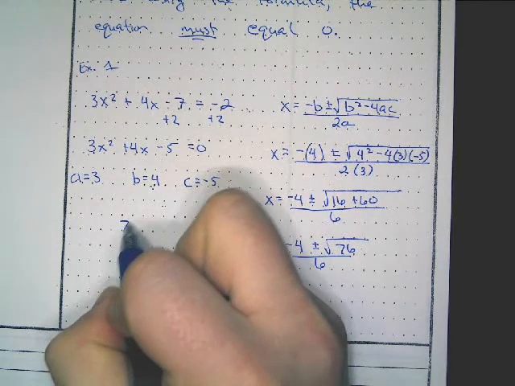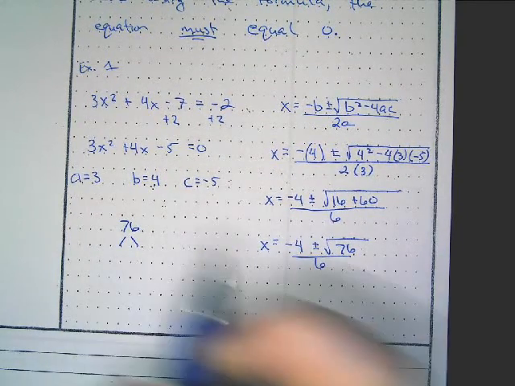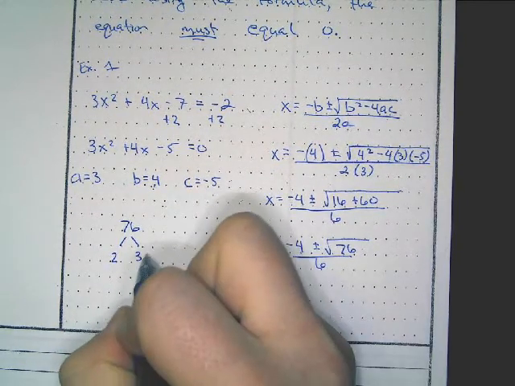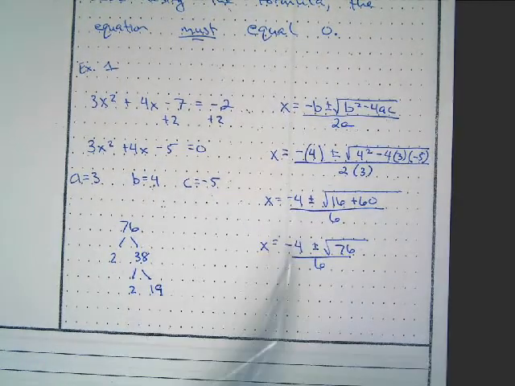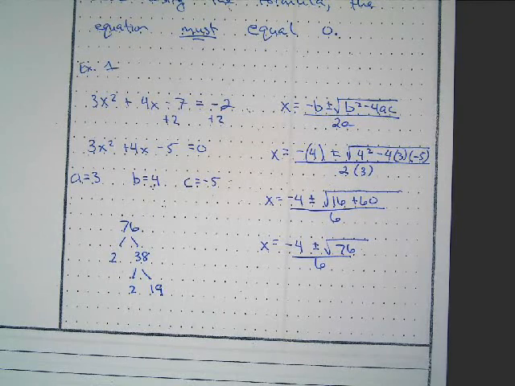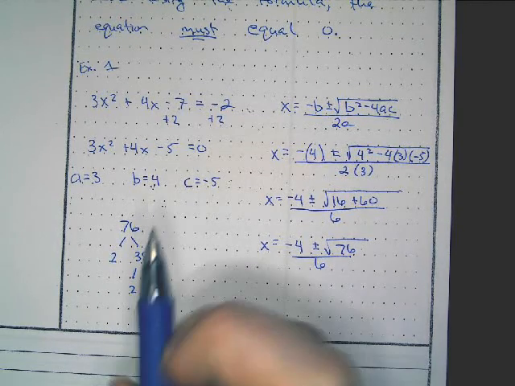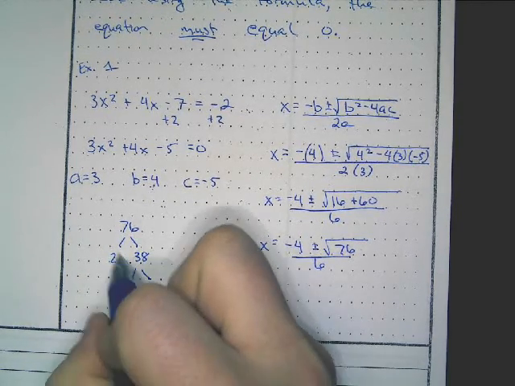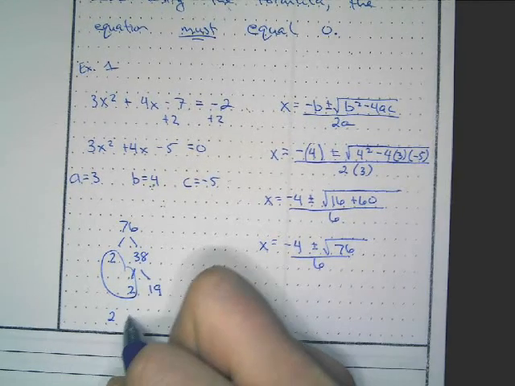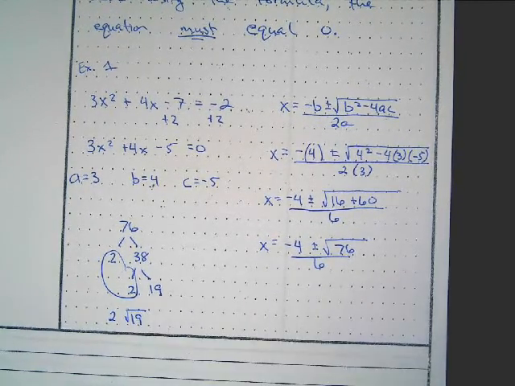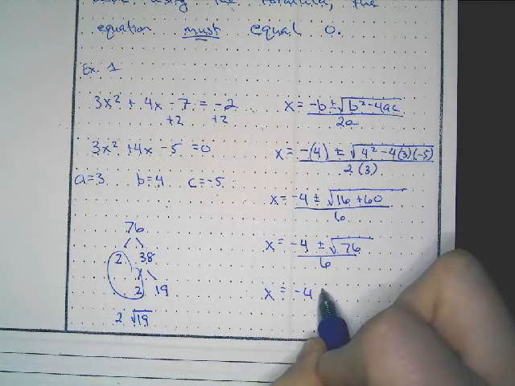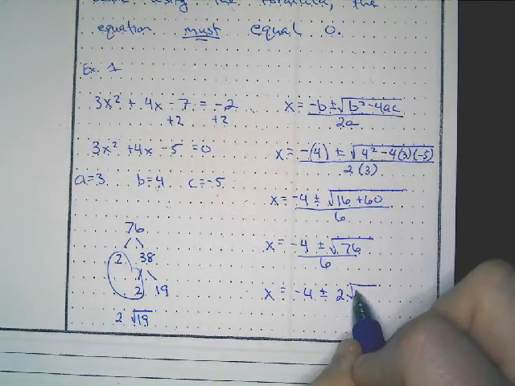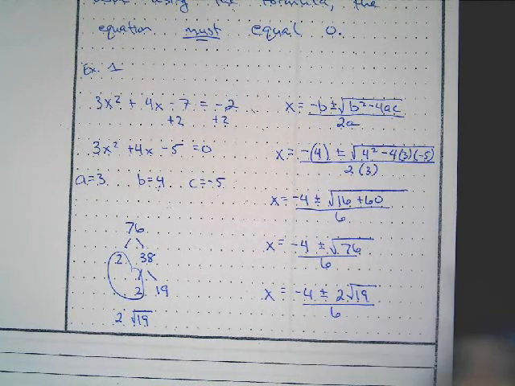So we'll take our 76. I'm creating my factor tree. We have 2 and 38, and then we have 2 and 19. So if you remember, a pair pops out. Whatever's left stays inside. So now we have x equals negative 4 plus or minus 2 root 19 over 6.